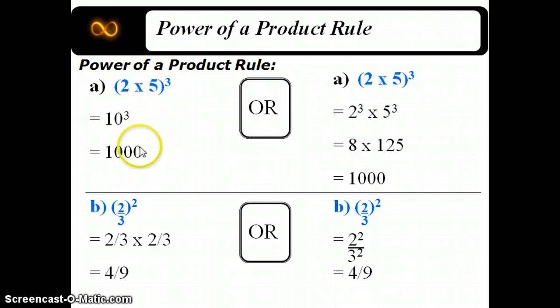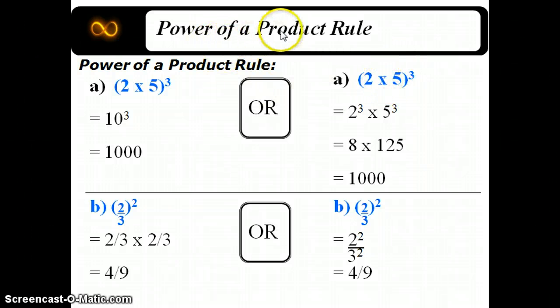So this way shows you why it works. 2 times 5, we'll do brackets first, we get 10. We cube it, which means 10 times 10 times 10, which is 1,000. Or the rule states I could take this 3 and I could distribute it into the 2, and distribute this 3 into the 5, and again only when you're multiplying here.